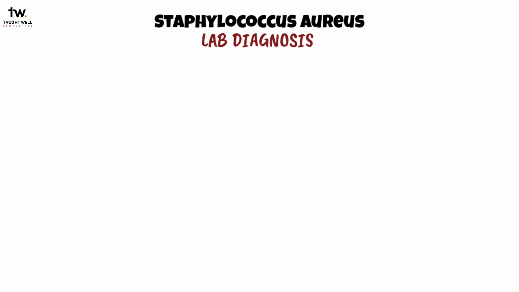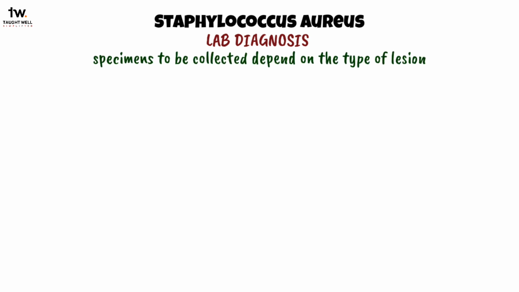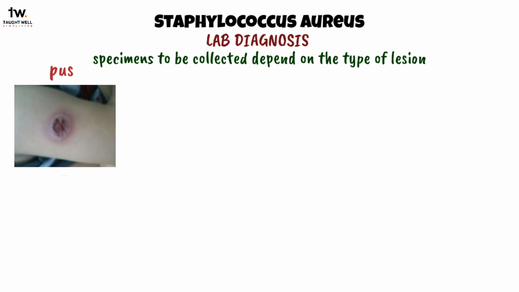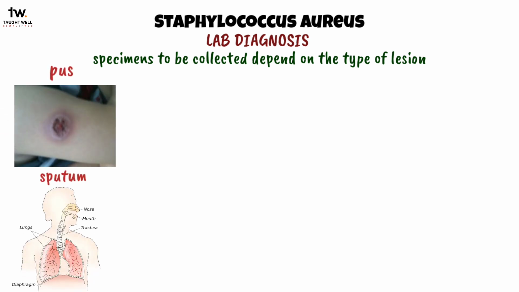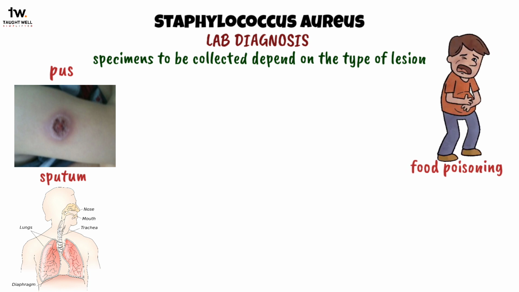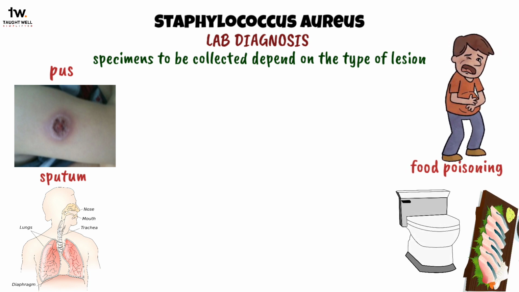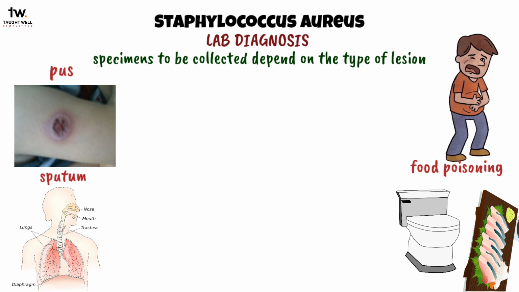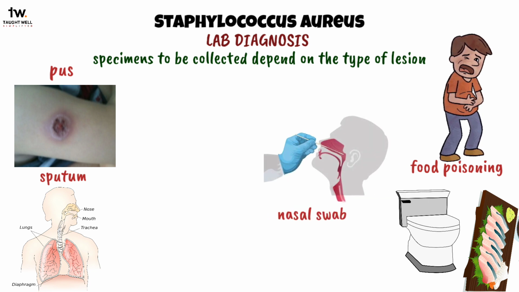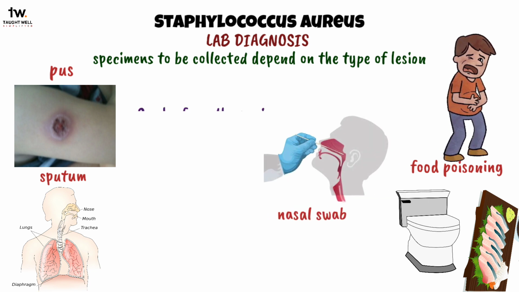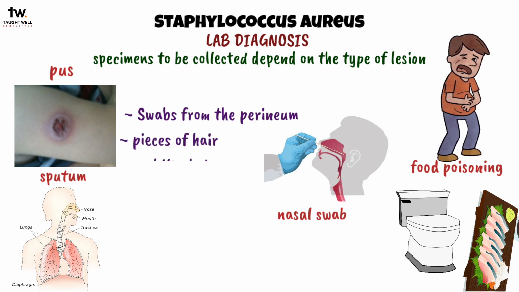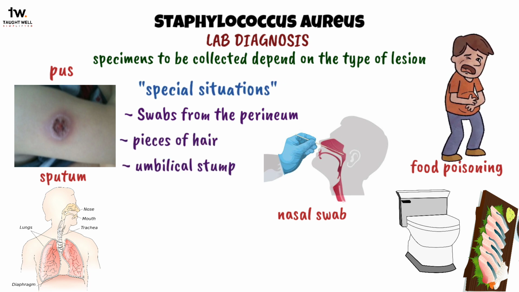Coming to the lab diagnosis, let's first discuss how to collect specimens for testing. The specimens to be collected depend on the type of the lesion. For example, pus from suppurative lesions, sputum from respiratory infections. In cases of food poisoning, feces and the remains of suspected food should be collected. For the detection of carriers, the nasal swab is the usual specimen. Swabs from the perineum, pieces of hair and the umbilical stump may be taken in special situations.